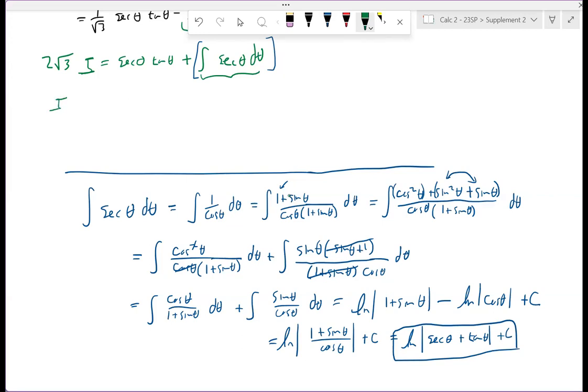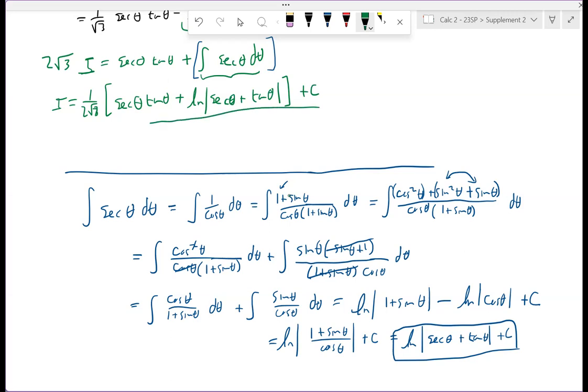And what does this tell me? This tells me that I equals 1 over 2 root 3 times secant theta tangent theta plus log absolute value of secant theta plus tan theta plus c. And that's our answer.